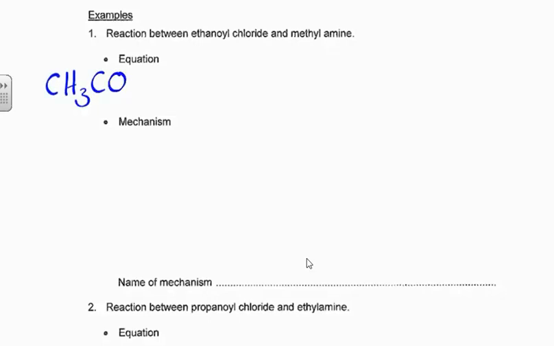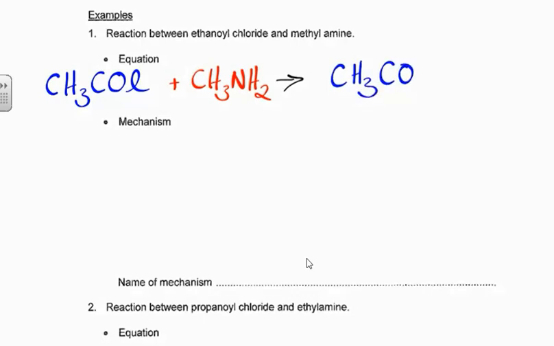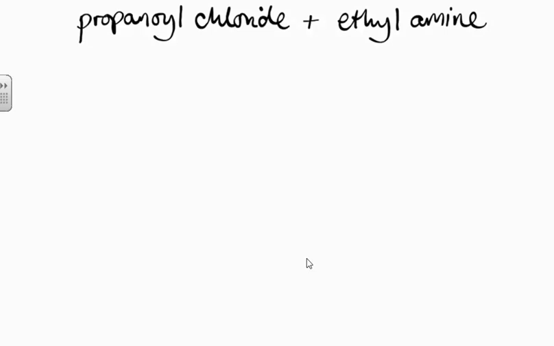The balanced equation in colour, just showing you what's gone where. So there's our amide, so NHCH3 in addition to the HCl. Let's have a go at another one then. So propanoyl chloride and ethylamine. Pause the video, have a go.